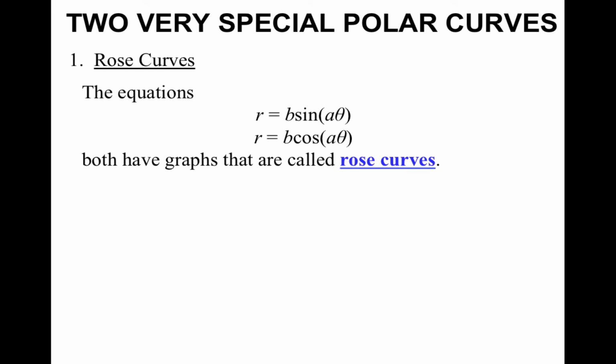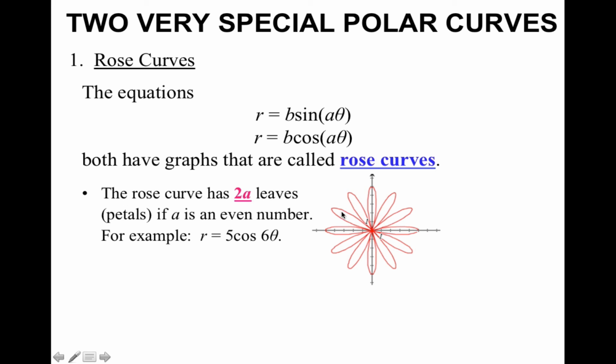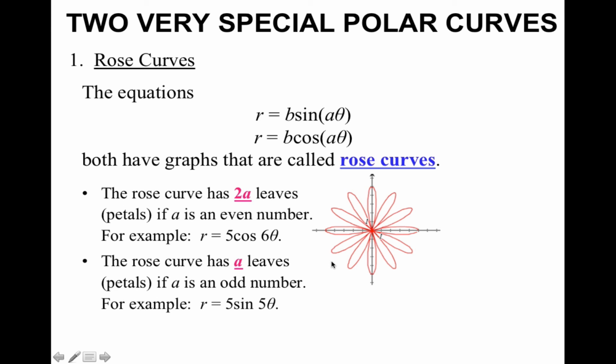Now, this leads us to two very special polar curves. The first one are what are called rose curves. And these are in the form of r equals b sine a theta or r equals b cosine a theta. And both of these have rose curves. The rose curve has 2a leaves, petals, if a is an even number. For example, r equals 5 cosine 6 theta tells me that I'm going to have a total of 12 leaves or petals. So if I was to count these, I would have 12 petals.